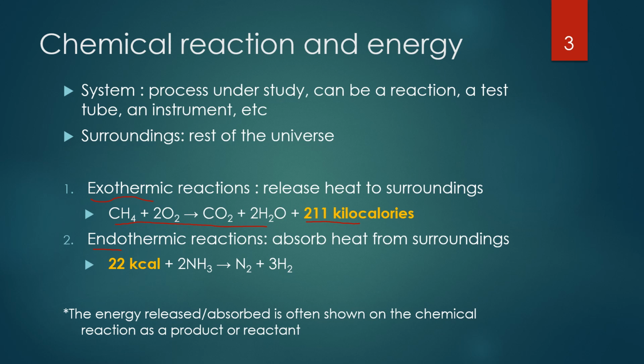So to represent heat being absorbed into the system, we place the heat in kilocalories here in yellow on the reactant side of the equation. So if you see this kilocalories or heat on the reactant side of the equation, it's an endothermic reaction. If you see the heat on the product side of the reaction, meaning heat is being released, it's an exothermic reaction. So this is just one way that we're going to be able to determine whether a reaction is exothermic and endothermic. We're going to look at a few other ways.